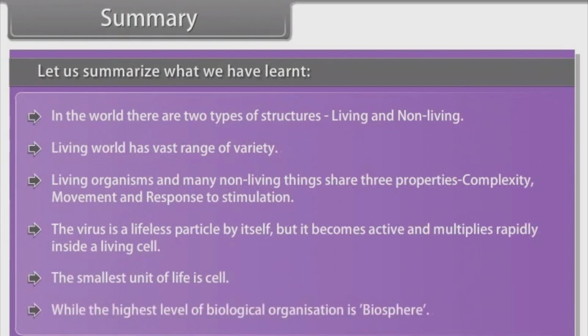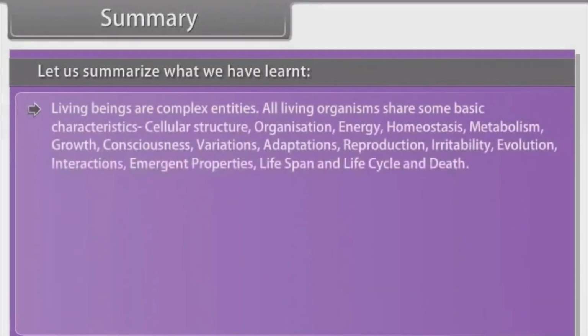While the highest level of biological organization is the biosphere, living beings are complex entities. All living organisms share some basic characteristics: cellular structure, organization, energy, homeostasis, metabolism, growth, consciousness, variations, adaptations, reproduction, irritability, evolution, interactions, emergent properties, lifespan and life cycle, and death.